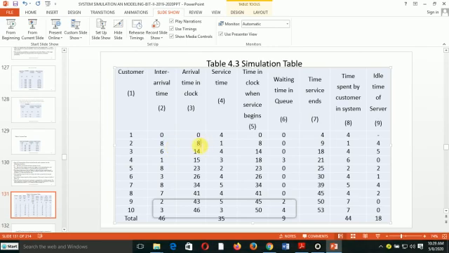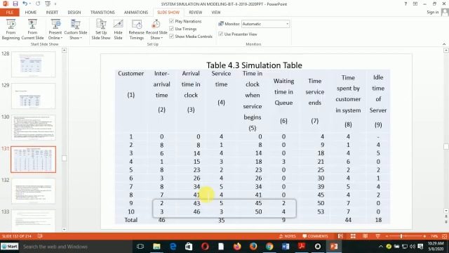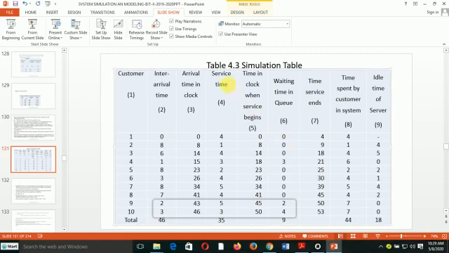And then I take 8 plus 6, the inter-arrival time of the third, and it will be 14. You will continue till 43 plus 3 will be 46, like that. So you have to proceed in the same way for all other values.